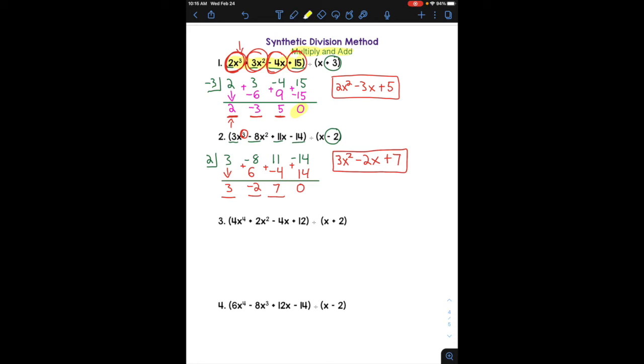Notice in problem number 3, we start off with a degree of 4, then 2, then 1, then 0. Which degree in this case is missing? That would be the degree of 3, or the x cubed term. So when we set up the synthetic division method, we're going to use negative 2 and list the coefficients, but since the x cubed term is missing, we'll use a coefficient of 0 as its placeholder.